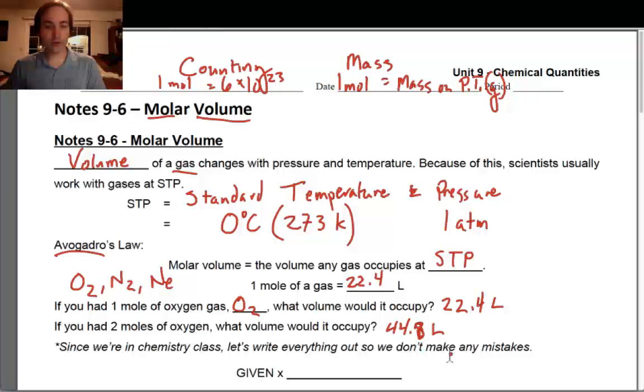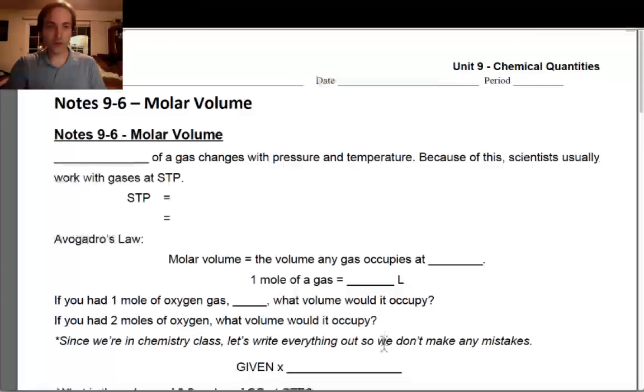Okay, now I did this in my head, I did this simply, but remember, in chemistry class we need to write everything out so that we don't make any mistakes. And when it comes to converting numbers, we need to use dimensional analysis, which means given dot line. So let's do a little bit of practice and let's see how this works.